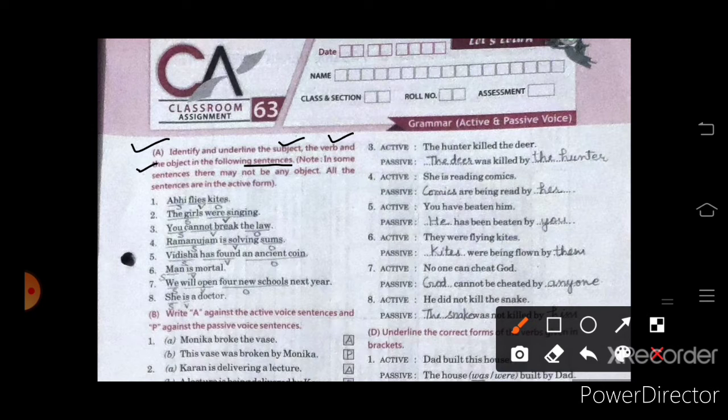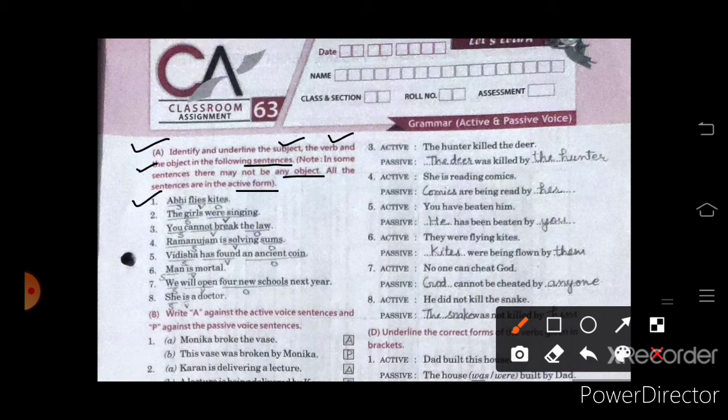Note is also given here. In some sentences there may not be any object. कुछ sentences ऐसे भी हैं जिनमें object नहीं है. All the sentences are in active form. सभी sentences active form में हैं.